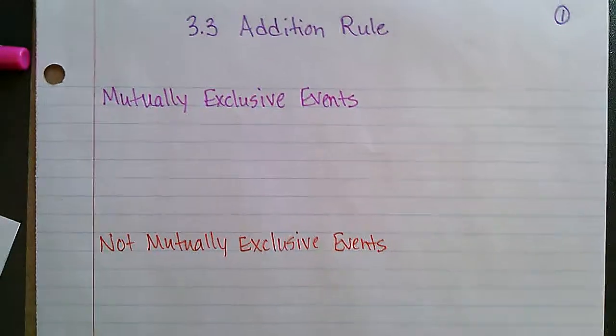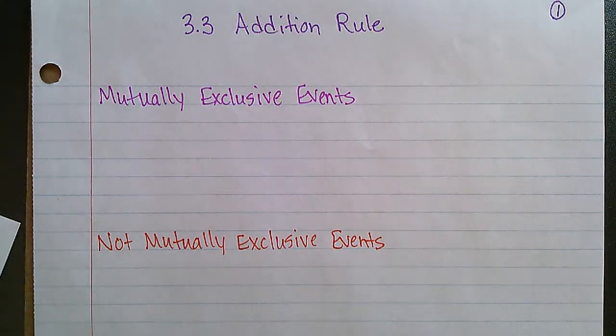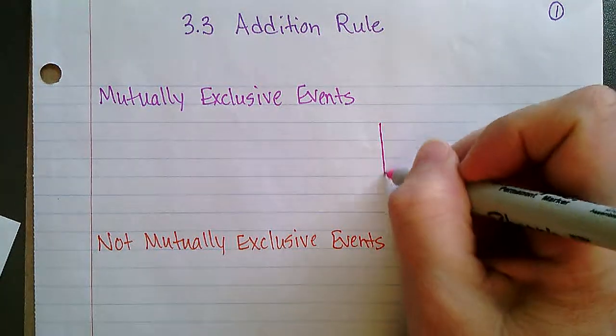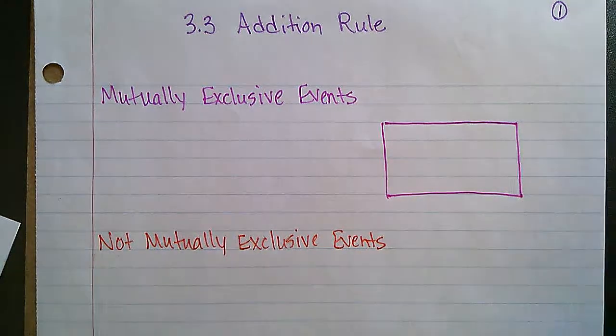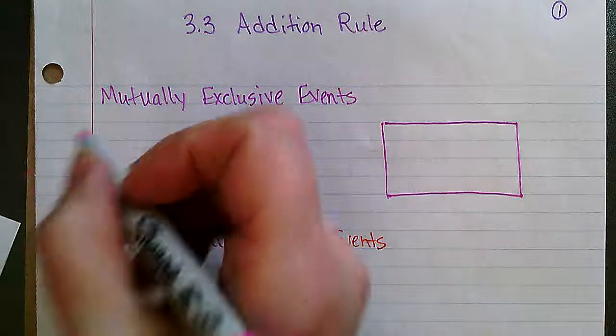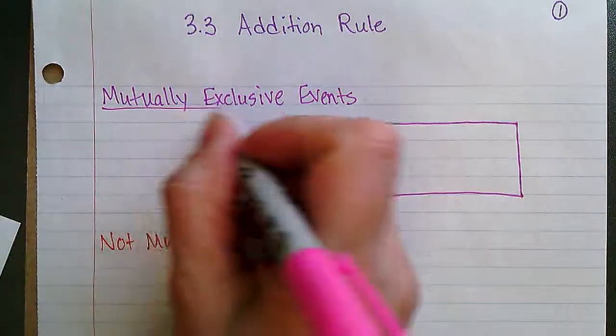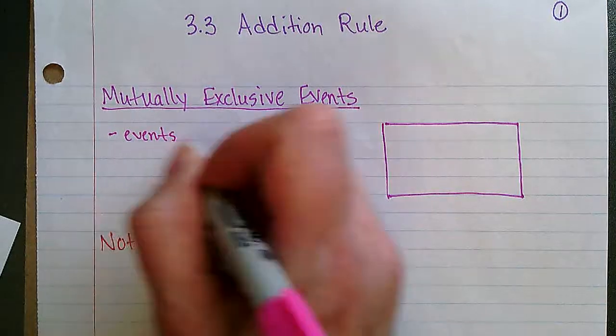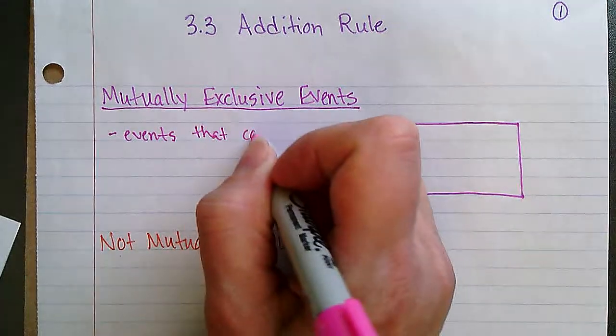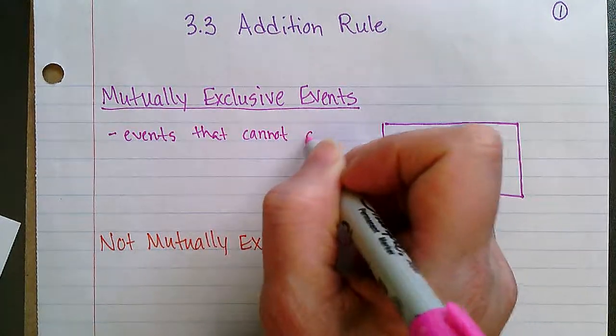Section 3.3 deals with the addition rule. So we'll want to start out by talking about mutually exclusive events versus not mutually exclusive events. I'm going to have a little Venn diagram here showing events A and B. Mutually exclusive events are events that cannot occur at the same time.